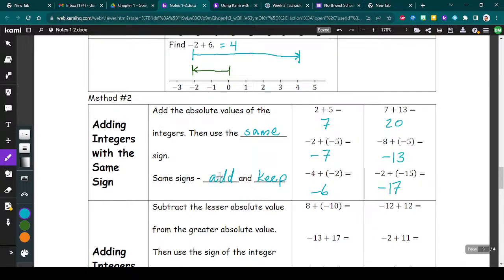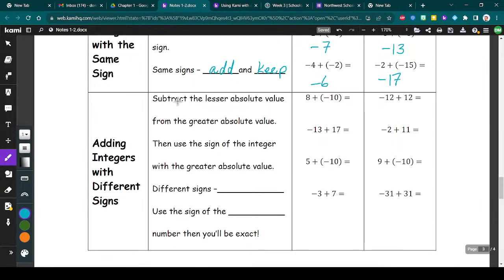So what we did here was we added the values that we had. Technically, we added the absolute values of what we had, and then we kept the same sign. So adding integers with different signs, we subtract the lesser absolute value from the greater absolute value. We'll talk about that in a moment. Then use the sign of the integer with the greatest absolute value. We'll talk about that in a moment.